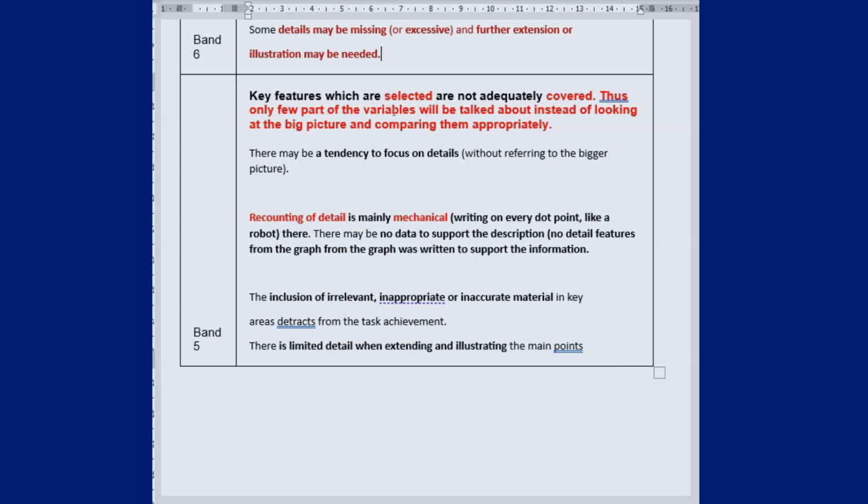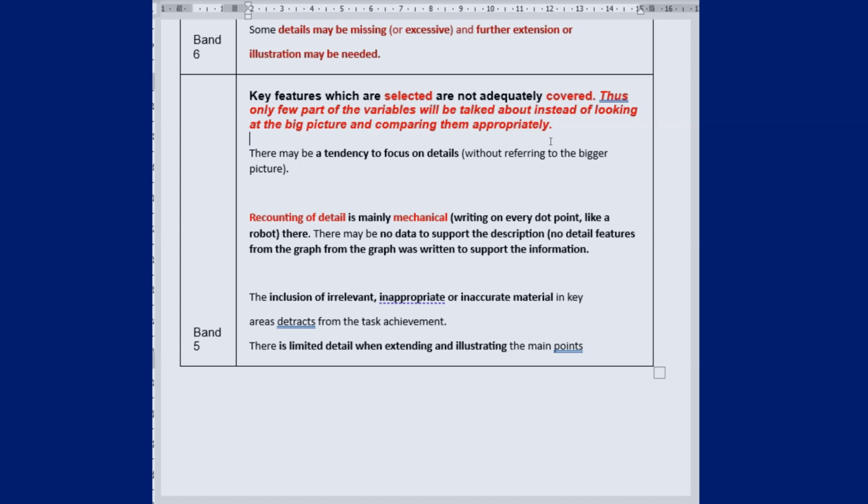So only a few of the variables will be talked about, instead of looking at the big picture of the essay and comparing them appropriately. You find out that this person will just take one side of the essay and talk about it. If the variables are maybe 4 or 5, the person will just talk about 2 of them, compare just 2 of them, and make the essay look different. So that is what it means by selecting the key features but not adequately covering them.